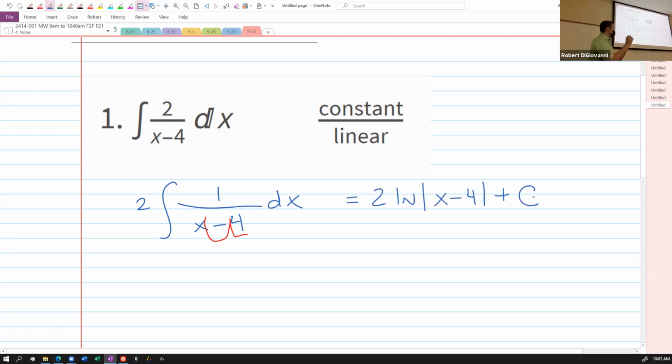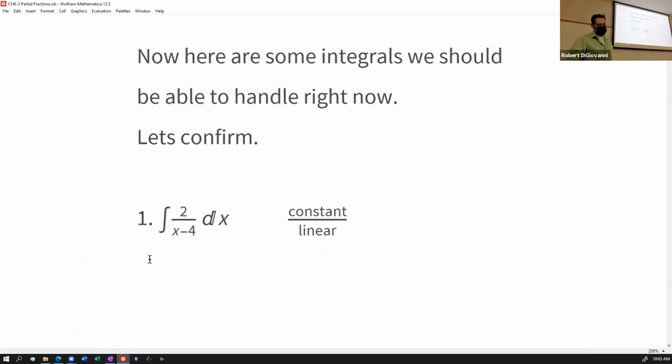We want to get to a point where we're not making all these little u substitutions. We need to be able to just do these by recognizing what they are. Constant over linear, constant comes out. 1 over a linear, the antiderivative is the natural log of that linear expression. Look at the next one.